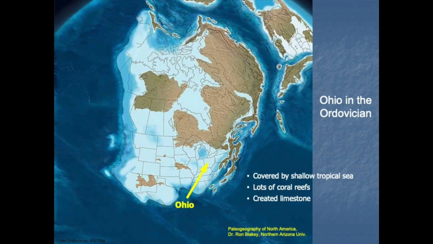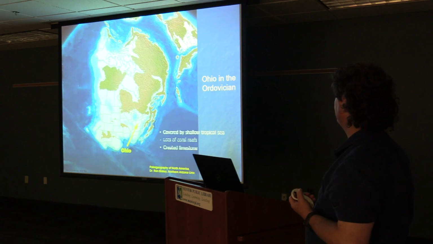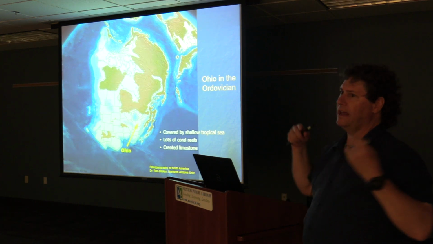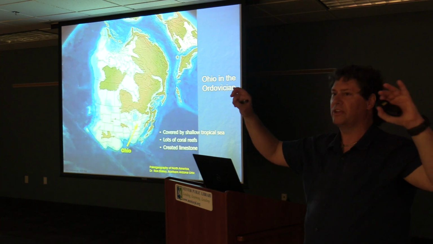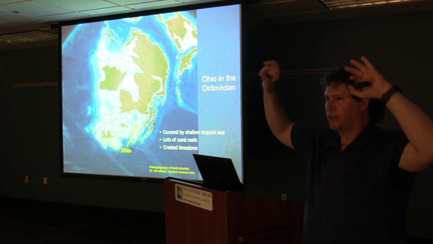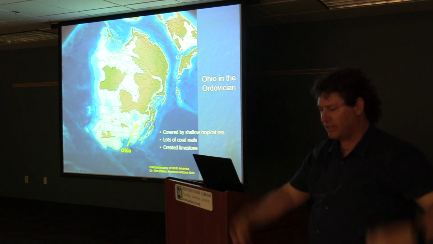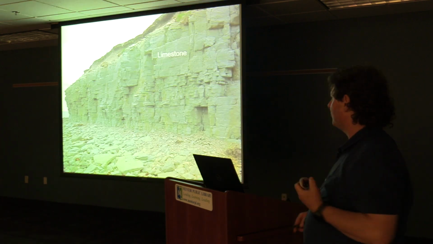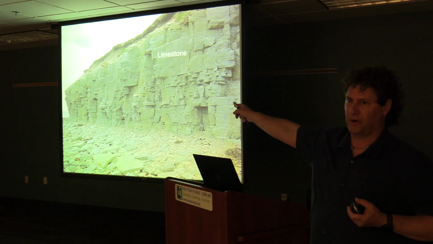So let's zoom in. Here's what our part of the world looked like in the Ordovician. There's Ohio right there in a shallow, warm, tropical sea. And because it's a tropical sea, there's corals and, of course, little critters living in the water called diatoms and things that create little calcium shells, and when they die, they drift to the bottom, and they create limestone. And that's why you see limestone in the western part of the state.